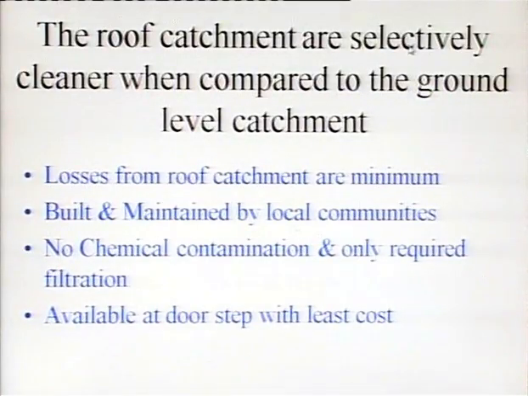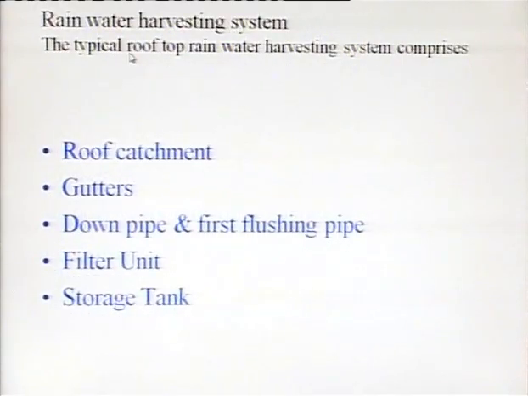The roof catchment areas are relatively cleaner when compared to ground level catchment. So roof area is most important for rainwater harvesting. That means losses from the roof catchment are minimum, it is built and maintained by the local community, there is no chemical contamination, only filtration is required, and it is available at the doorstep with the least cost. So roof catchment area is very important for rainwater harvesting.